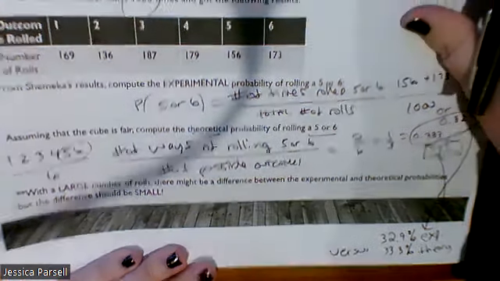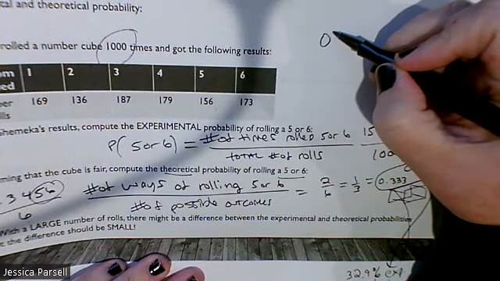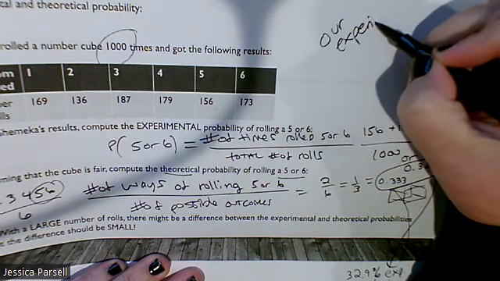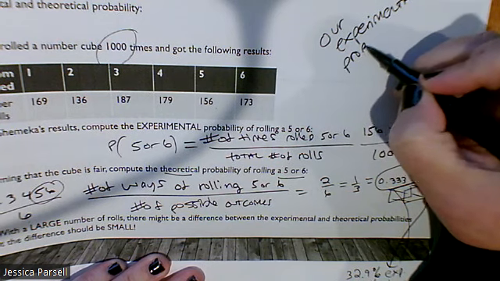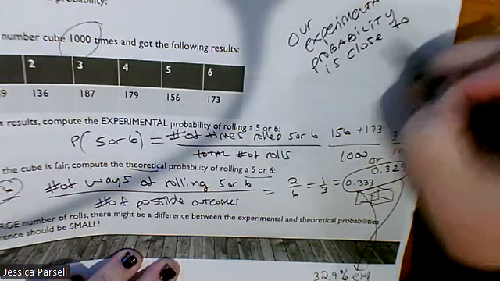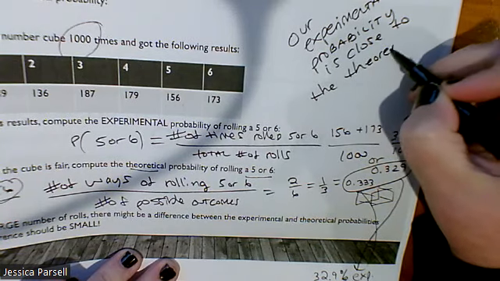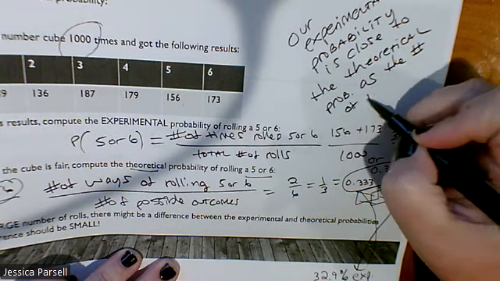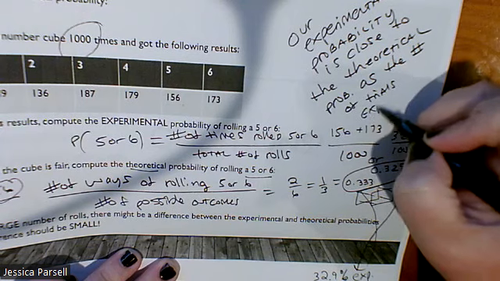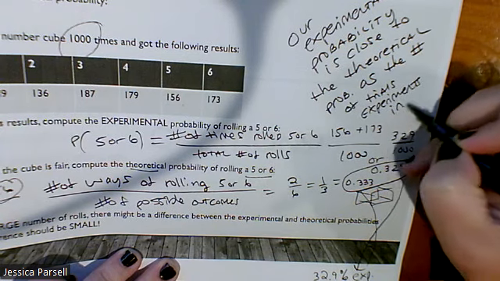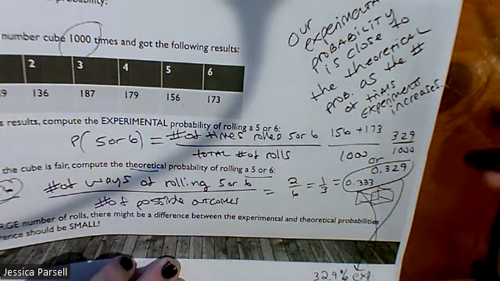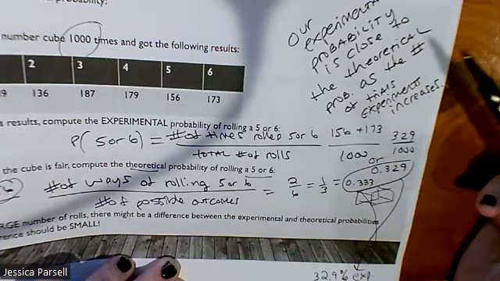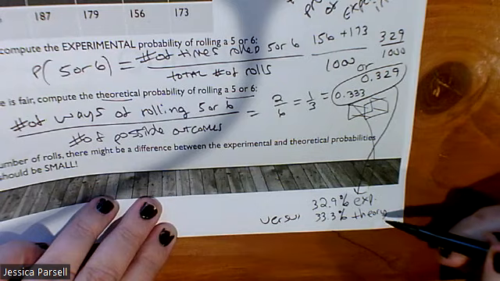So what happened here is something very important that I alluded to in the very beginning of these videos: our experimental probability is going to be close to the theoretical probability as the number of trials, sometimes they use the word experiments, increases. So something to keep in mind is that the more and more trials that Shamika runs with this die, the closer and closer her experimental probability is going to get to her theoretical probability.